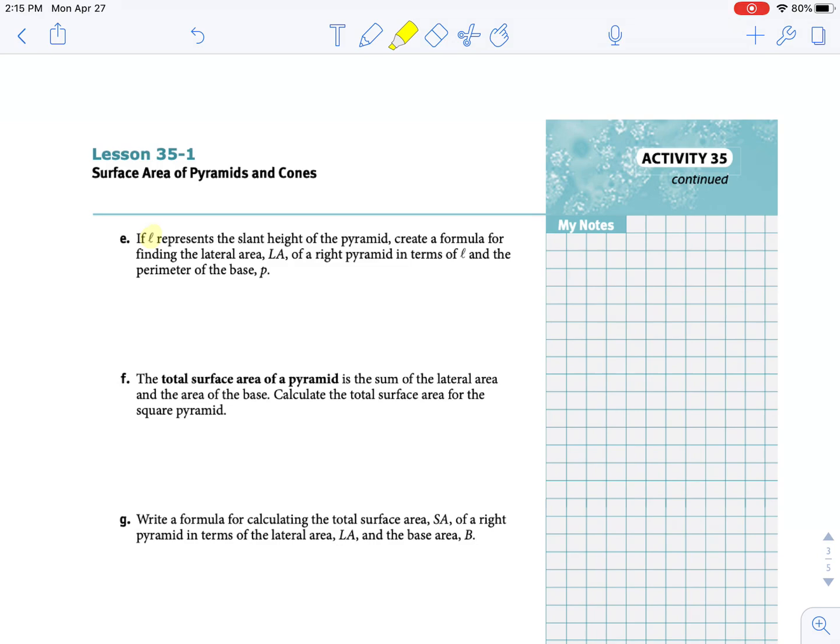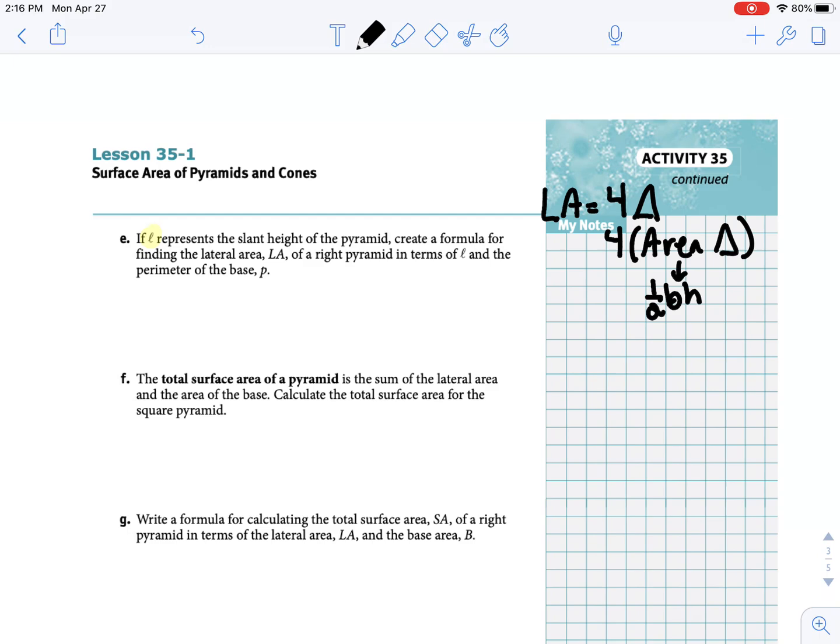So we want to write a formula that allows us to find the lateral area of a right pyramid in terms of that slant height and in terms of the perimeter of the base. Okay, now that's a lot, but let's back up and think about what you did there. The first thing I had you do to find your lateral area, we said that we would take the 4 triangles and find the area of each triangle. So we basically did 4 times the area of each triangle. Now, for the area of each triangle, we had to do 1/2 base times height, because that's how we find the area of the triangle.